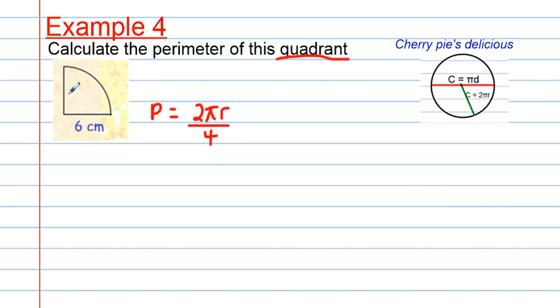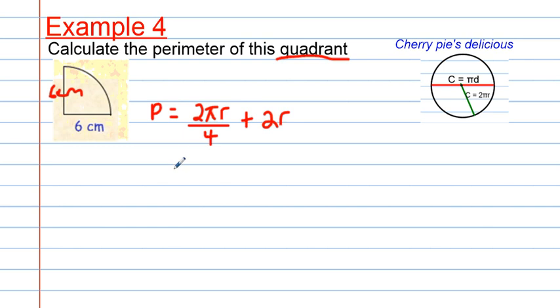Okay, and then I will add the 2 lots of radius. So this is 6 centimeters. This will also be 6 centimeters. Okay, and I'll add the 2 radii. Okay, and that's 2r, the 2 lots of the radius.